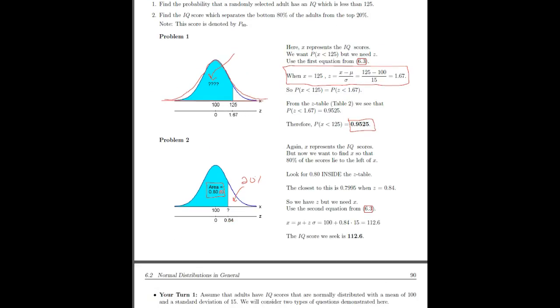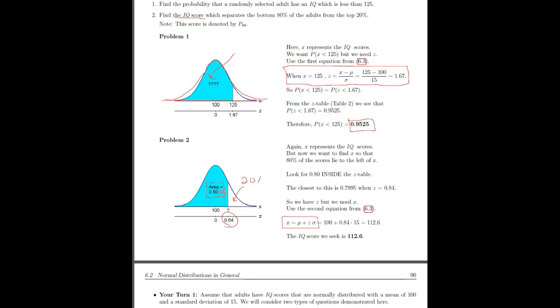So the closest z-score is 0.84. And that's just a z-score though, and we're interested in finding the IQ score. So we then need to transform this z-score into an actual x value. And we can do that by this equation right here.